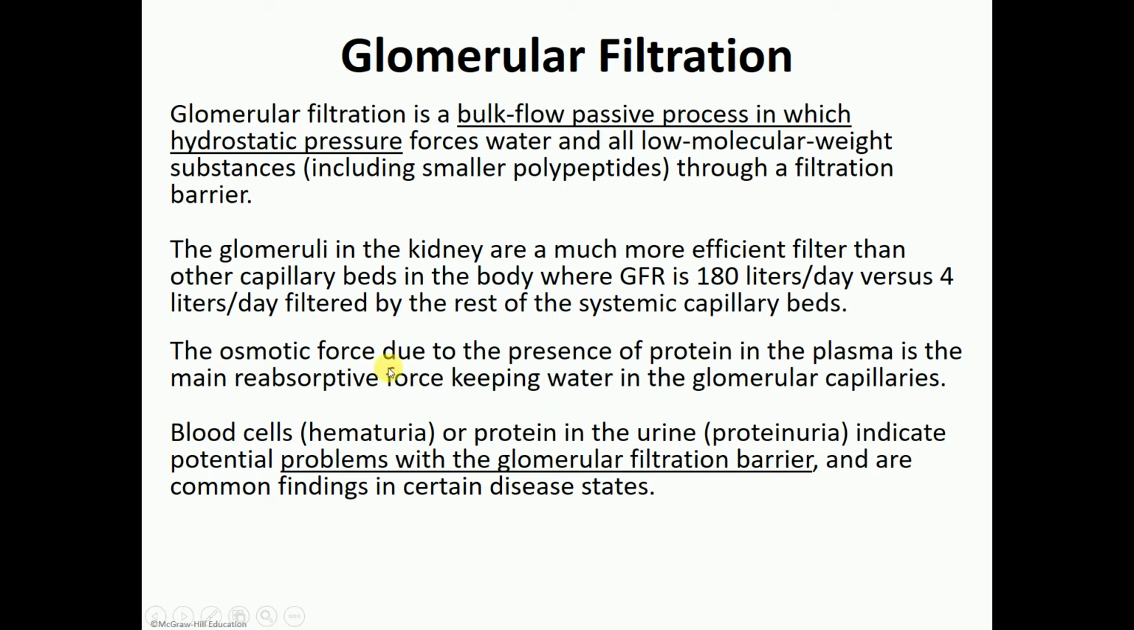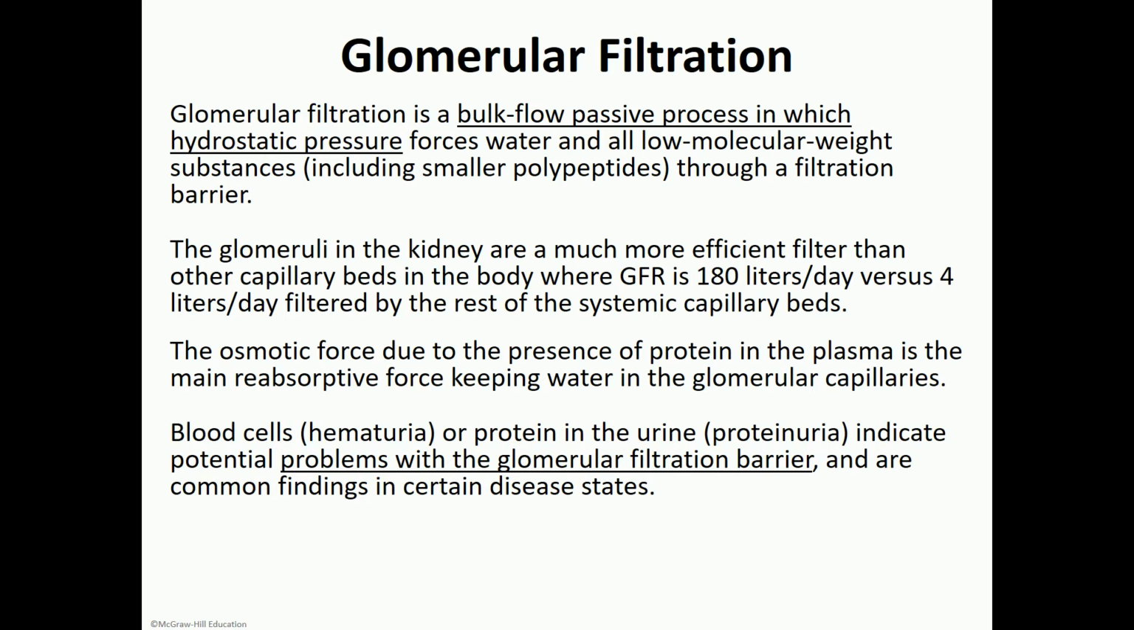Bigger molecules like blood should not appear in the filtrate. If it does, that's known as hematuria. Proteins should not appear in the urine either, and if they do, that is known as proteinuria. So hematuria and proteinuria, if present, indicate that there is something wrong with that barrier, with these glomerular capillaries. Why are things sneaking out when they shouldn't be? That means that the filtration process is defective.